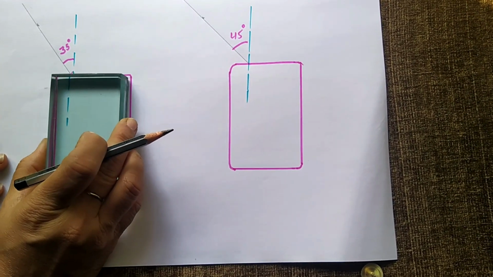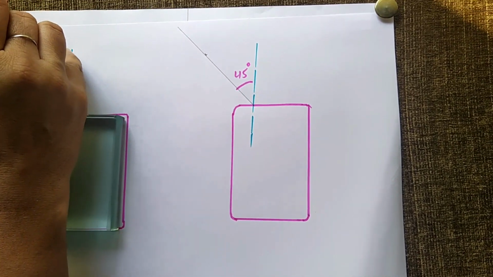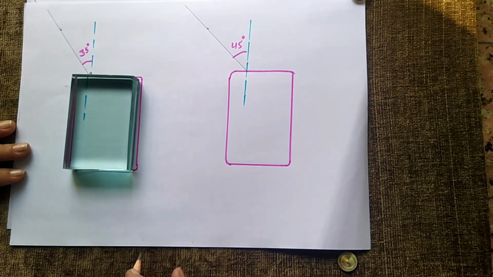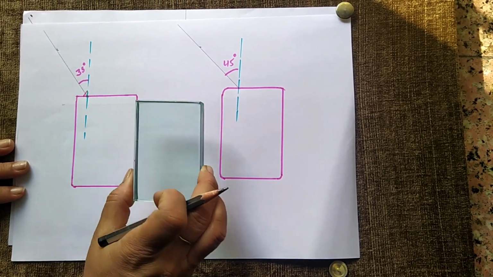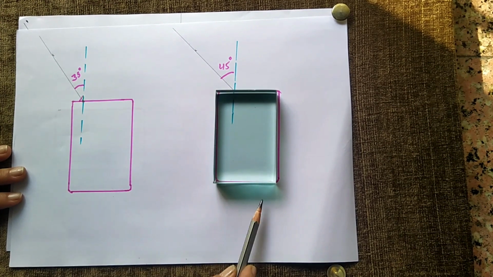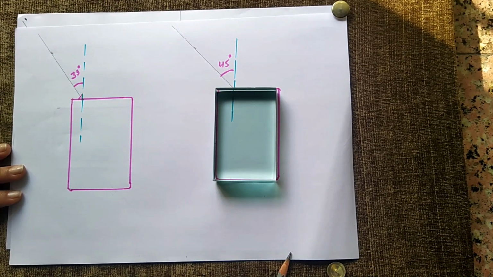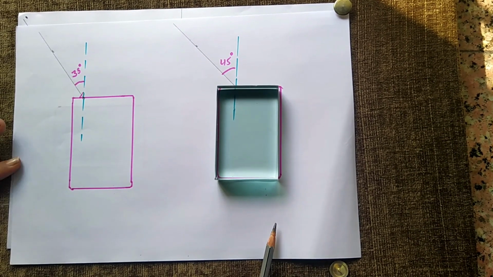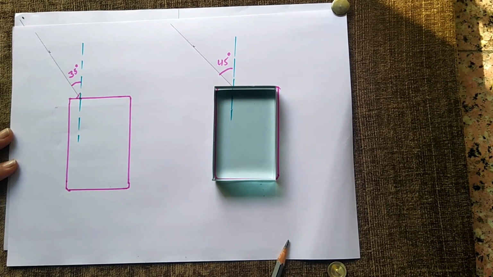So put the glass slab back, put 2 pins here for different positions, and make a complete ray diagram. Again take the angle as 45 degrees, put 2 pins here and then see from this side. You will get the ray diagram where lateral displacement is to be found.